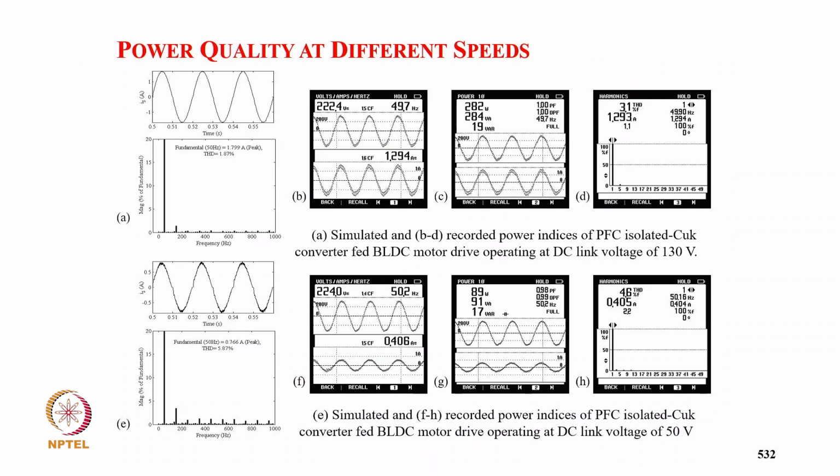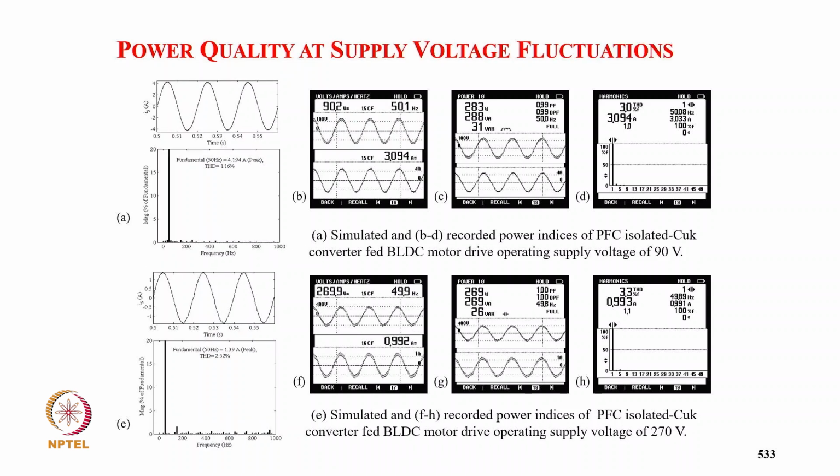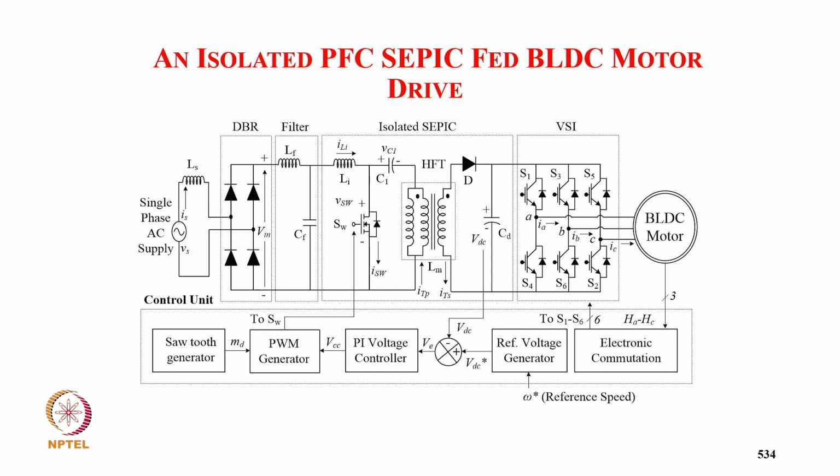And the power quality performance: THD here at 220 volt is 3.1% with unity power factor. At light load, 89 watt, THD is also 4.6% with 0.98 power factor. And here also at 90 volt, THD is 3% of supply current with 0.99 power factor. And typically at 270 volt, THD is 3.3% with unity power factor.